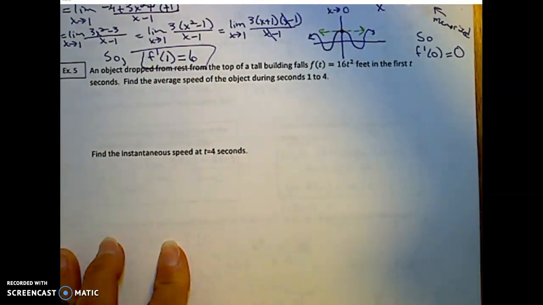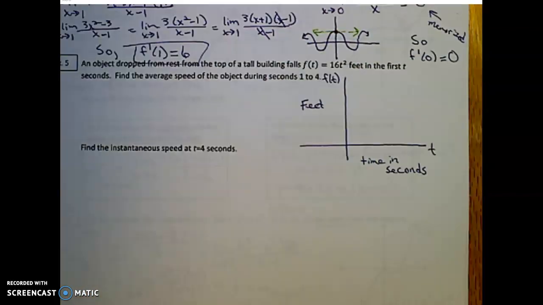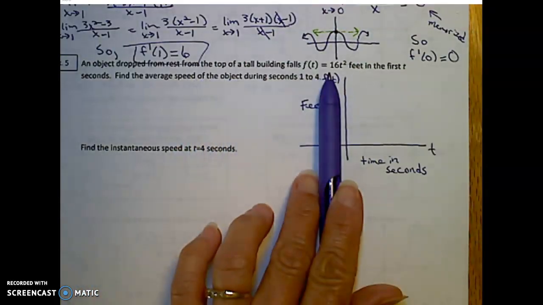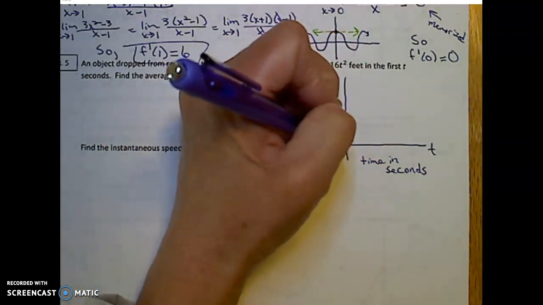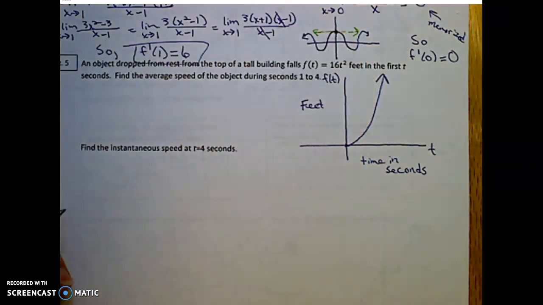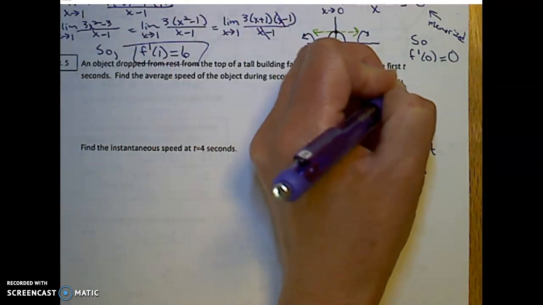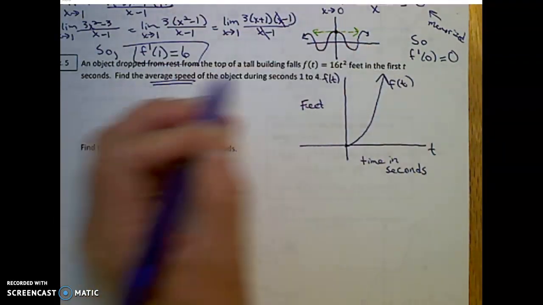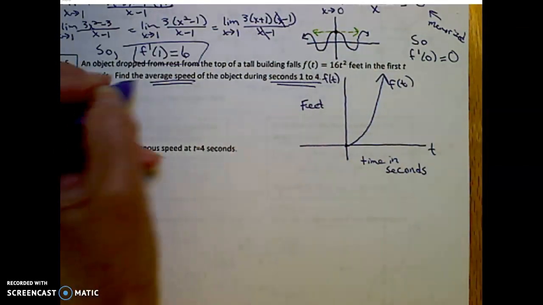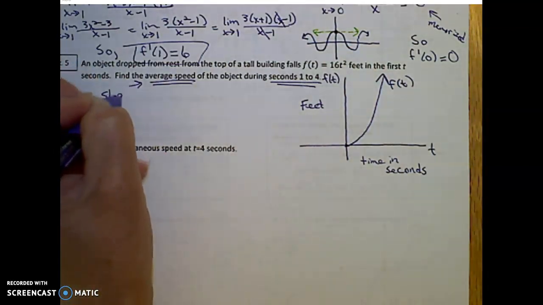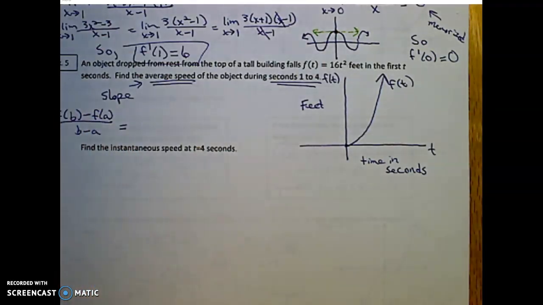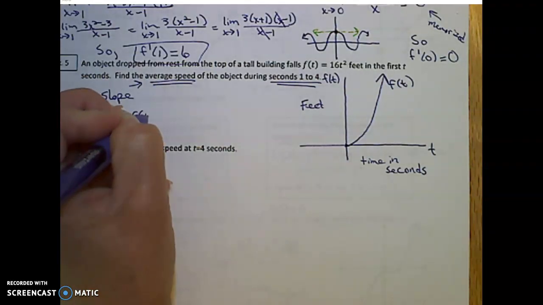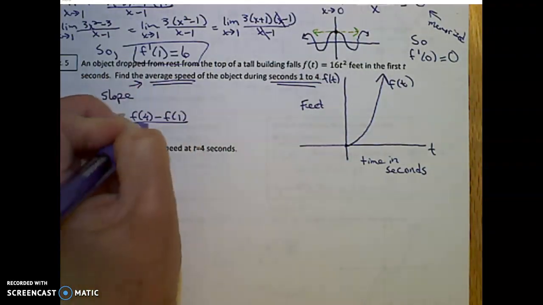Alright, let's look at a little application of our derivatives. An object is dropped from the top of a tall building and it travels this many feet in the first t seconds. So here's seconds and here's feet. And as time passes, it keeps dropping faster and faster. So there's that function, f of t. You're asked to find the average speed of the object between the first and fourth seconds. Average speed, if you remember, is just the slope. To find the slope of a function, that's f of b minus f of a all over b minus a. In this case, it will be f of 4 minus f of 1 all over 4 minus 1.